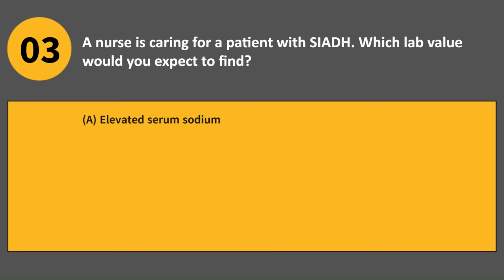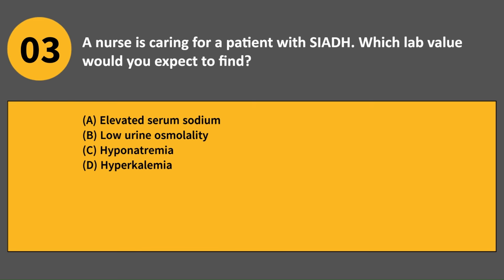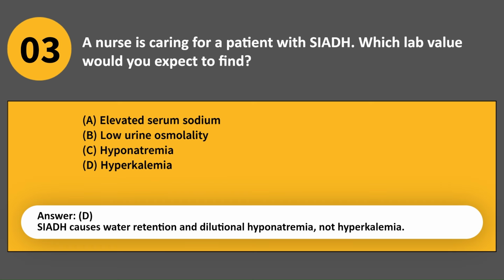A nurse is caring for a patient with SIADH. Which lab value would you expect to find? A. Elevated serum sodium. B. Low urine osmolality. C. Hyponatremia. D. Hyperkalemia. Answer D. SIADH causes water retention and dilutional hyponatremia, not hyperkalemia.